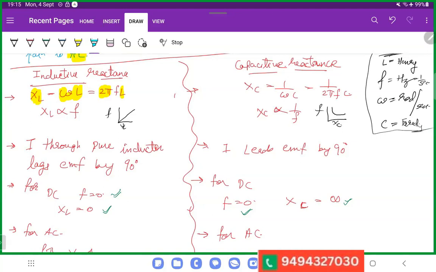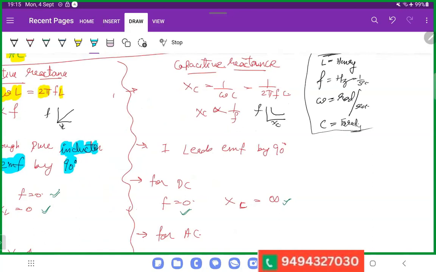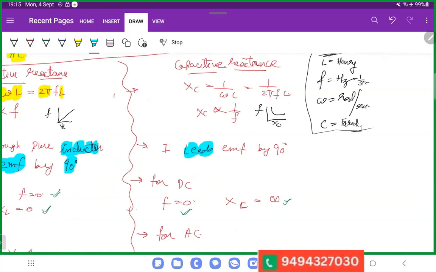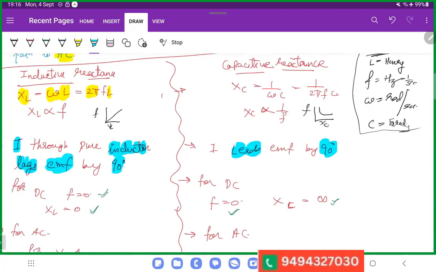Let's get back here. Current in a pure inductor lags EMF by 90 degrees. That is what we saw here. They are lagging by 90 degrees. Lagging means behind, and here it leads by 90 degrees. Current is leading the voltage.